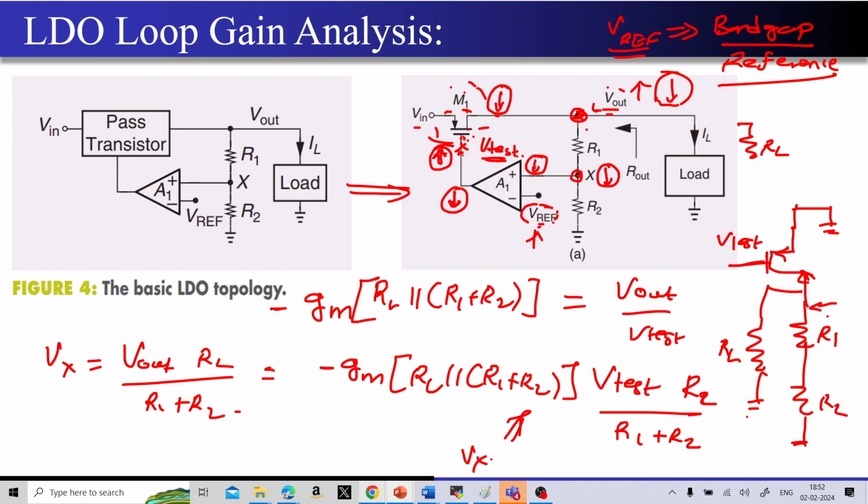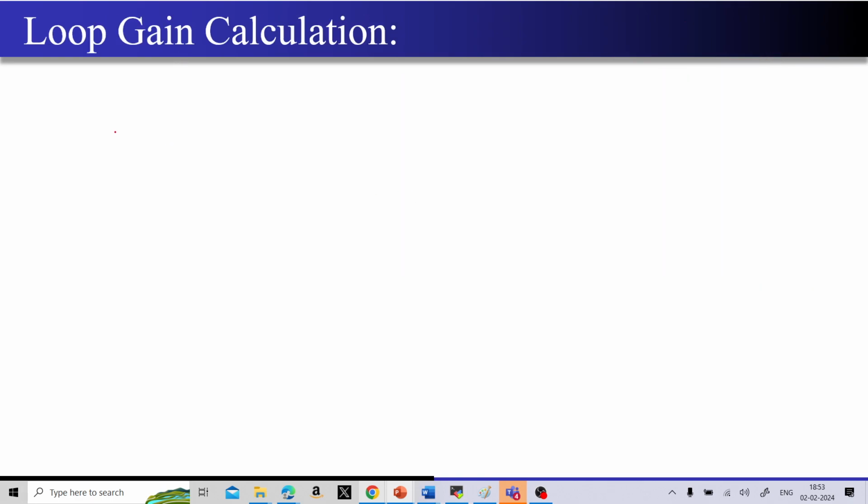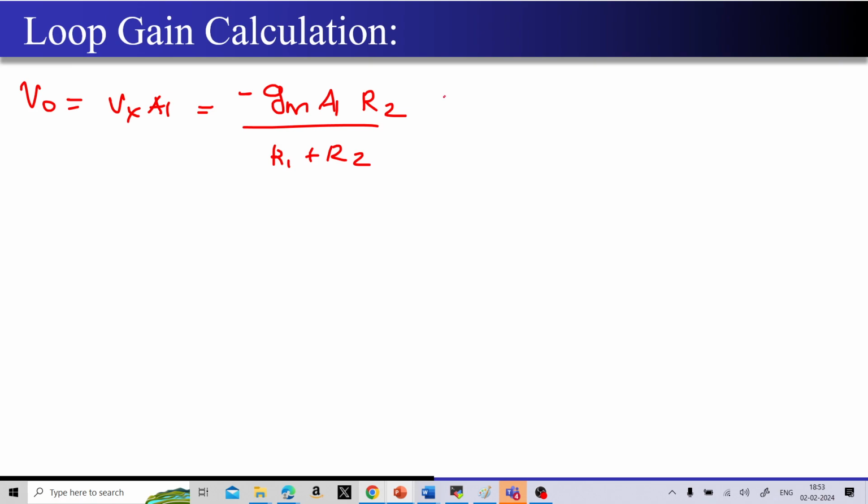But from Vx I have to go here. Again I have to come back to the same point, right? So now what I will be doing is, from here to here, from this positive terminal of the op amp to the output, we just have a multiplication by the factor of A1. And then we will reach back to the same point again. So now VO, the output of the op amp, is nothing but Vx multiplied by the factor of A1. That's it. Nothing more than that. So now if you do it, what you will get is minus GM A1 into R2 by R1 plus R2 into R1 plus R2 parallel RL into V test.